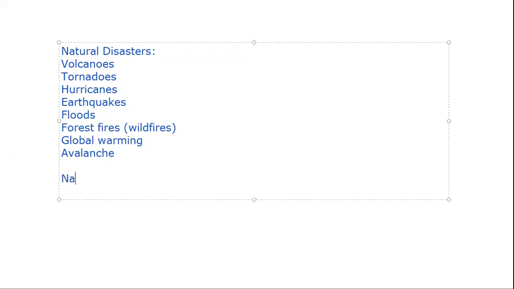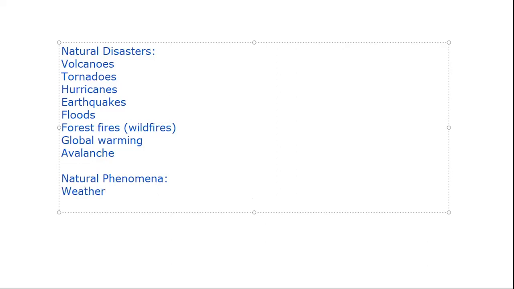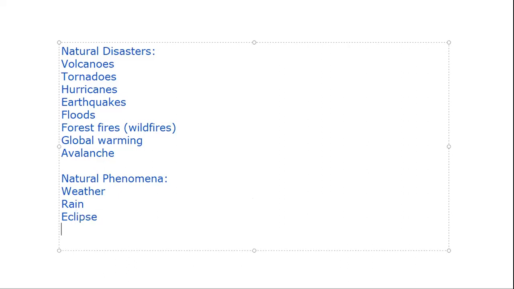But there are also things called natural phenomena. Not everything natural is a disaster, of course. Who can tell me what a natural phenomenon is? Something that occurs naturally in nature, but it isn't a disaster. Rain. Weather. Okay, weather. Rain, yes. What else? An eclipse, a natural phenomenon. Good, eclipse. The northern lights, those green lights.